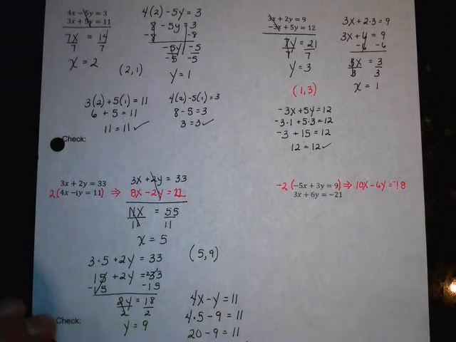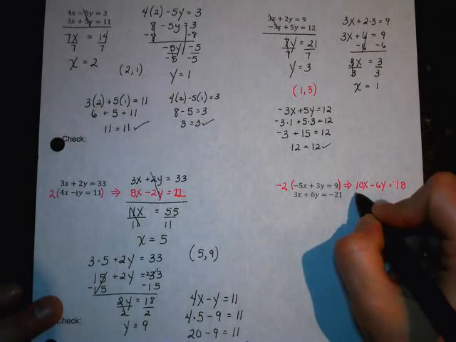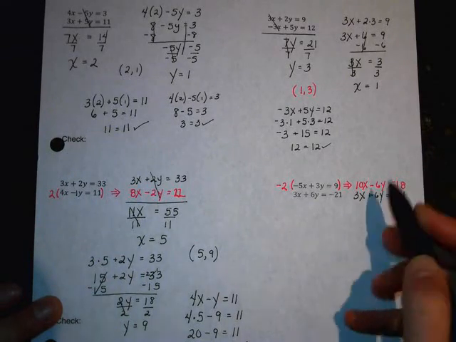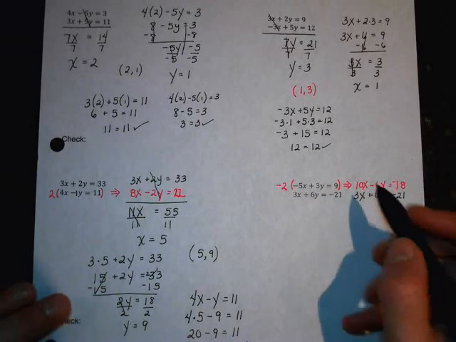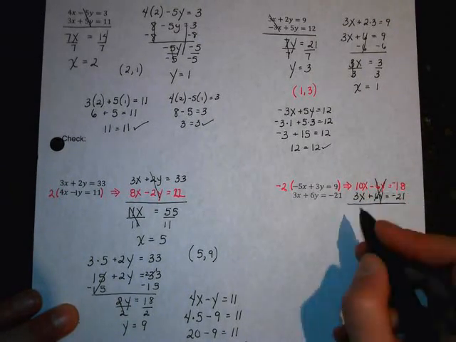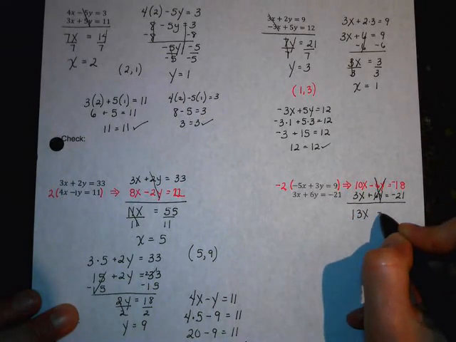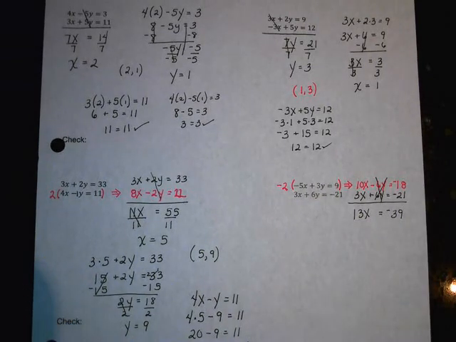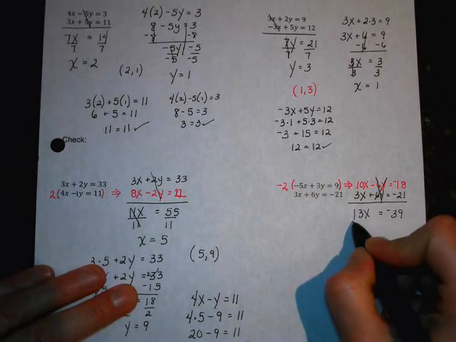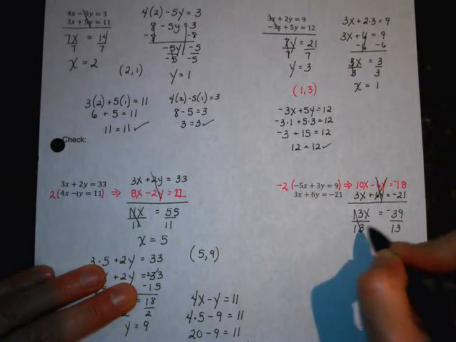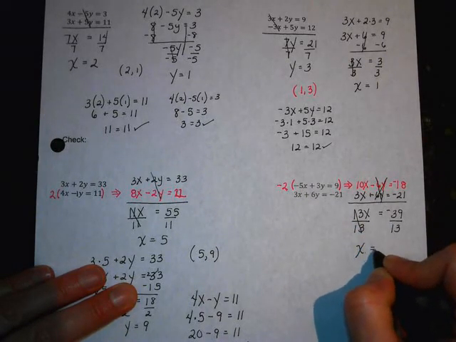This guy stays the same because you see now we have a negative 6 and a positive 6. So when we add them together, that gives us 0. So we'll cancel those out. And then we'll have 13x equals negative 39. All right, so to solve for x, you would divide by 13. And it looks like x is going to equal negative 3.